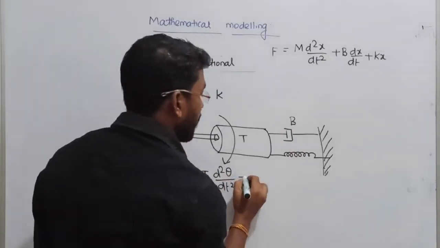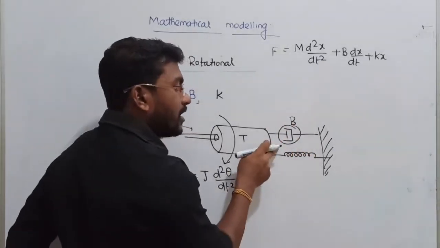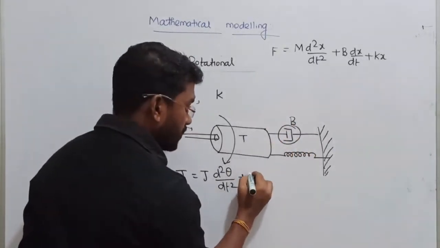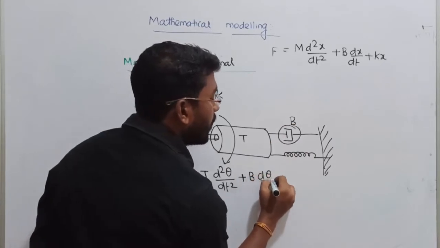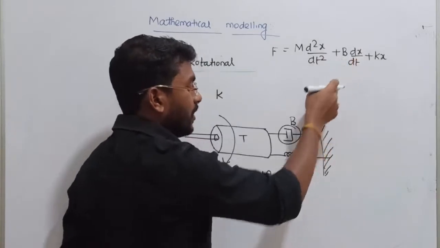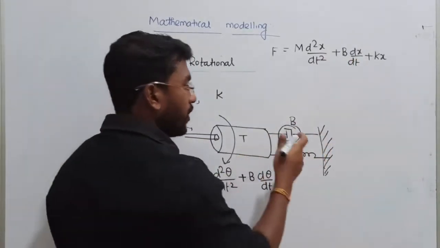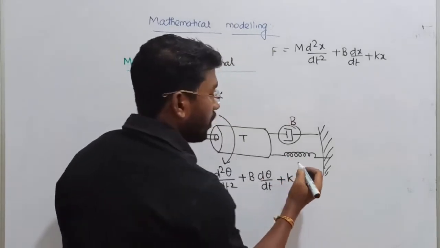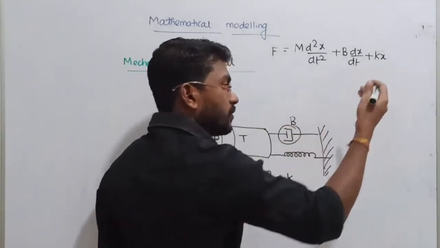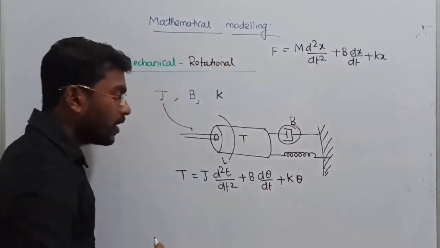Next, we have to consider the damper, which is called the torque damper coefficient. It can be written as b into d theta by dt. Just observe the difference: dx by dt is linear velocity, but here we have angular velocity, that is angular rotation. Plus next the spring coefficient k, and here we had displacement from one point to another point, but here we have rotation, so that will be represented by theta.